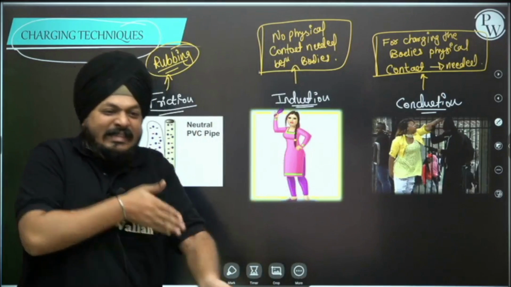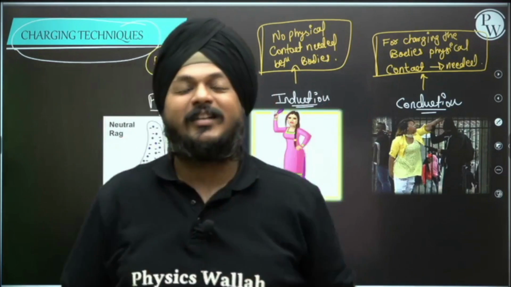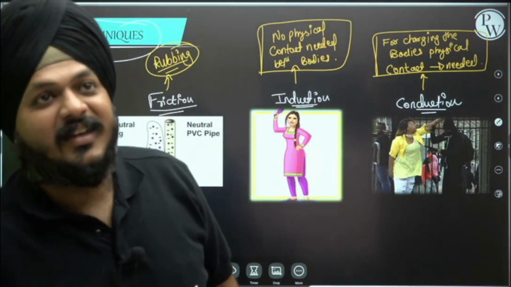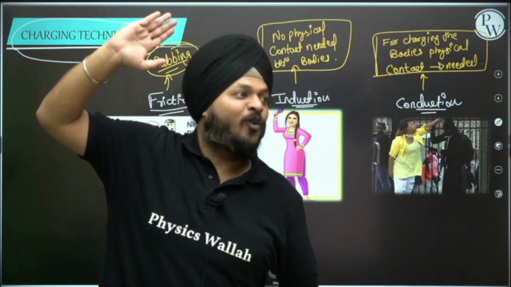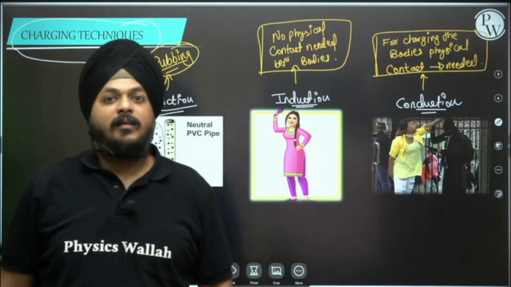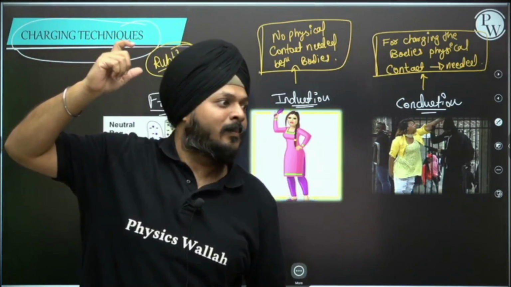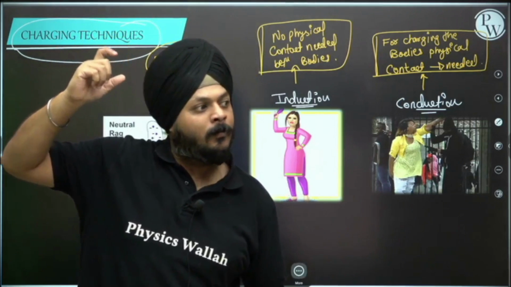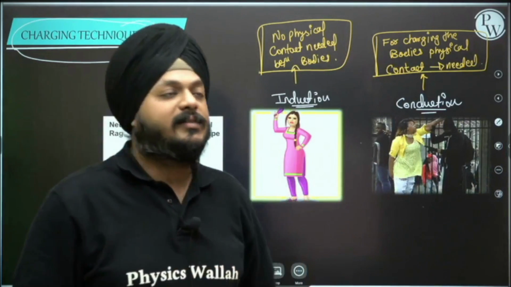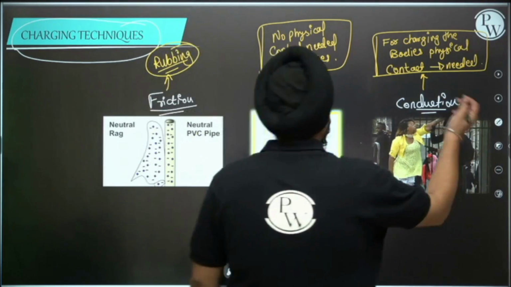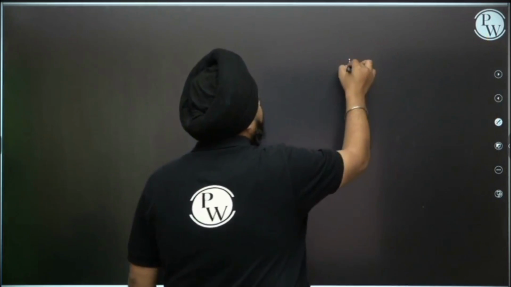Friction, the rubbing of the two charges. So this is a day-to-day life example. In one, rubbing is needed. In the second, no physical contact is needed. Mom is just showing her chappal. Go. Immediately. And we are moving forward to the technical example. Conduction, induction, friction.